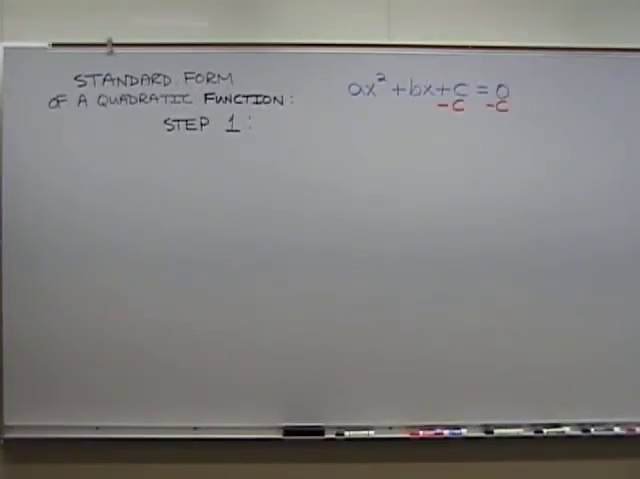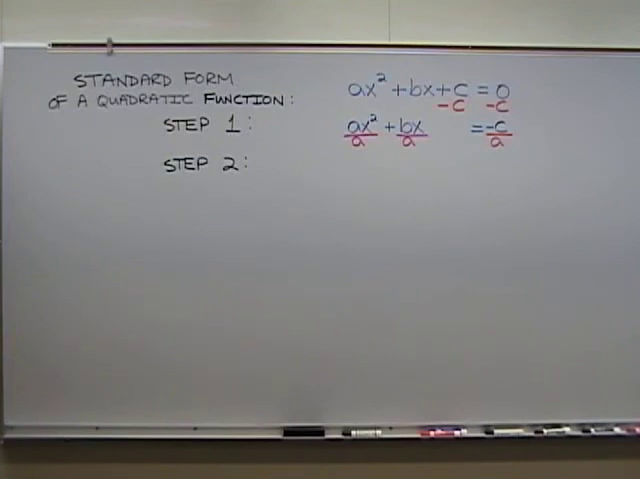Now that I have the right side of the equation set equal to 0, I'm going to do step 1 of completing the square, which says that I have to have the variables on one side of the equation, which means the x squared and the x term have to be on the left side, and the constant, the plain old number, in this case c represents the constant, has to be on the other side of the equation. So to do that, I'm going to subtract c from both sides of the equation.